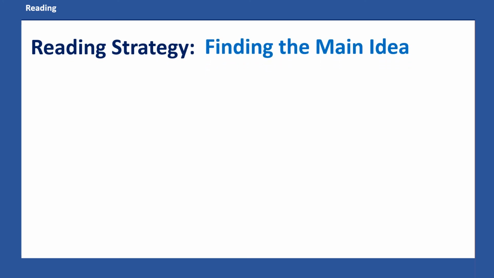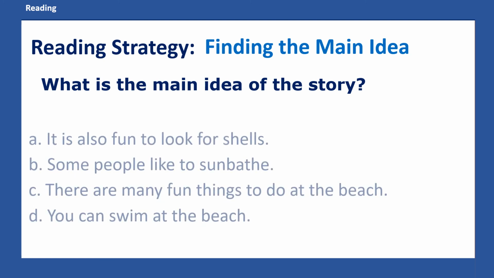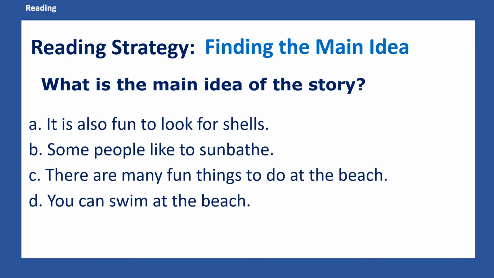Let's find the main idea of the story we just read. So, is it A, it is also fun to look for shells? B, some people like to sunbathe? C, there are many fun things to do at the beach? Or D, you can swim at the beach? So, what is the main idea of the story? If you said C, there are many fun things to do at the beach, you are correct.